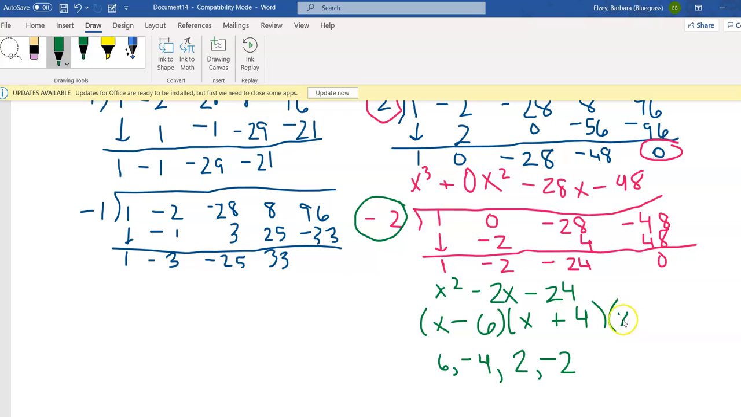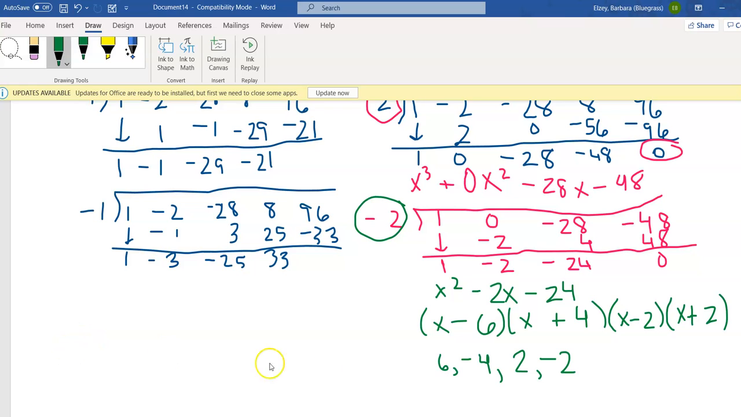And then let's add the other factors. If we list this as a factor, remember the factor is opposite of the 0. So x minus 2 is the factor that goes with the positive 2. And then for a negative 2, we need x plus 2. So now we have all the factors of our polynomial, and we have their zeros below.